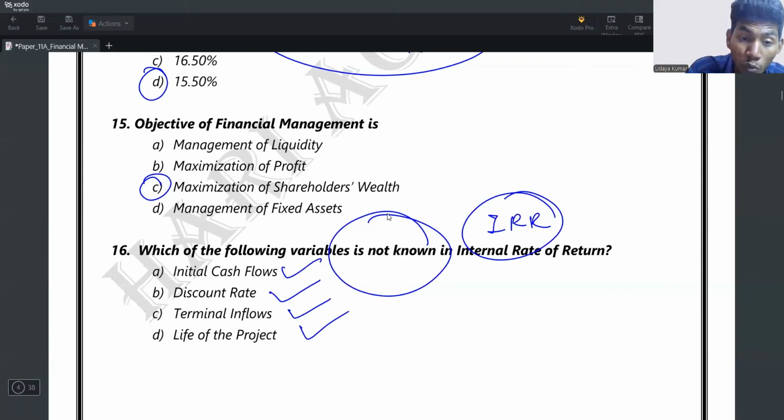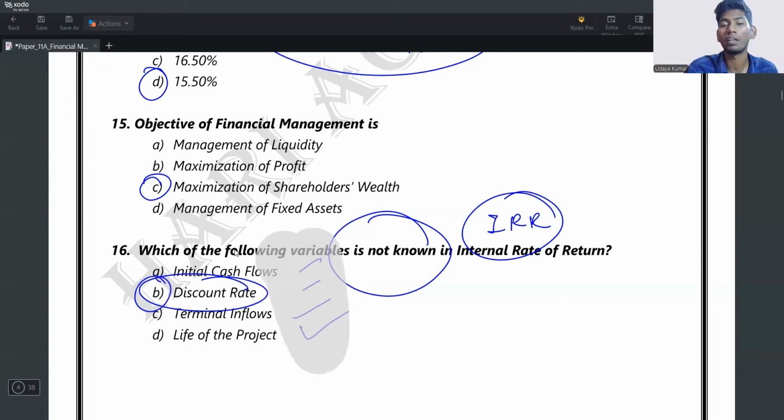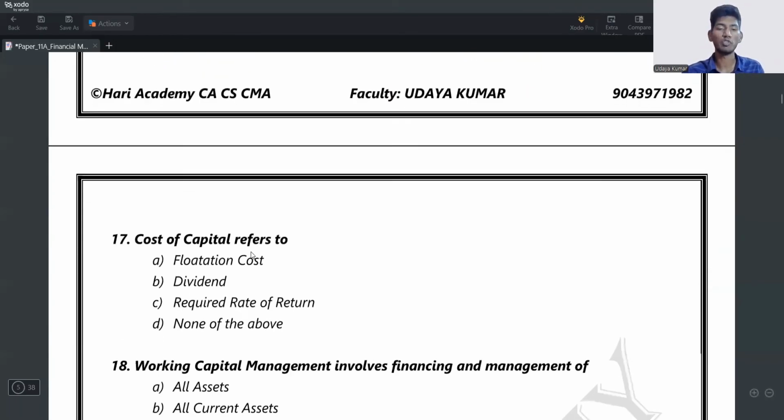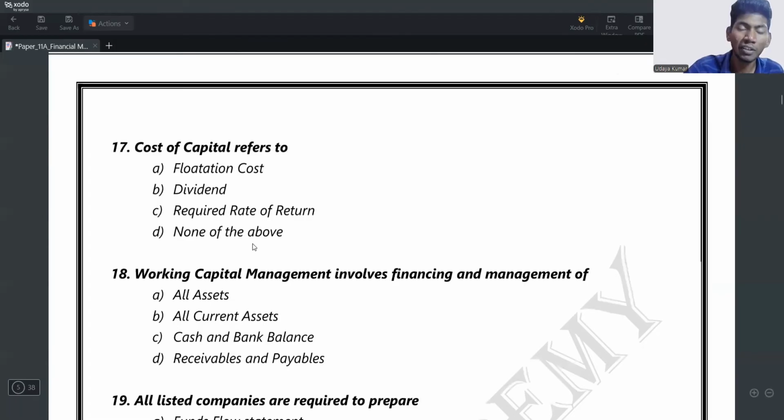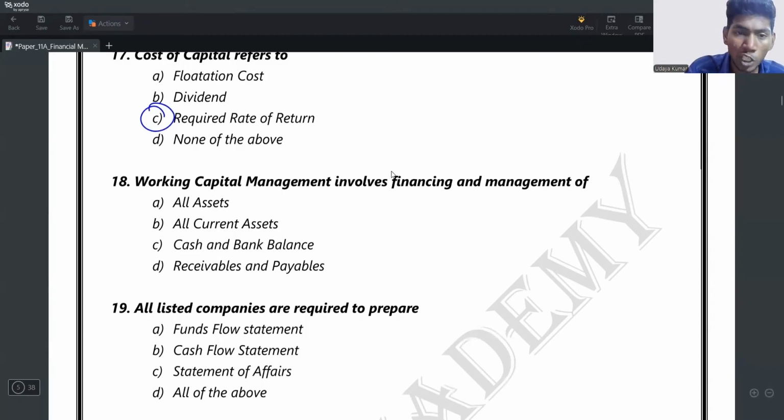Absolutely, because you have to find this rate, right? So option B is the right answer because initial cash flows will be given, terminal inflows will also be given, life of the project will also be available, right? So the discount rate will not be available. So here, moving to question number 17, cost of capital refers to what? Cost of capital, we have discussed the other names: hurdle rate, cutoff rate, and required rate of return or minimum returns expected by the shareholders. So answer option C.